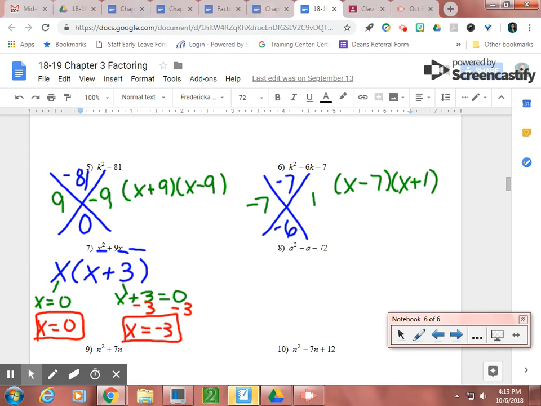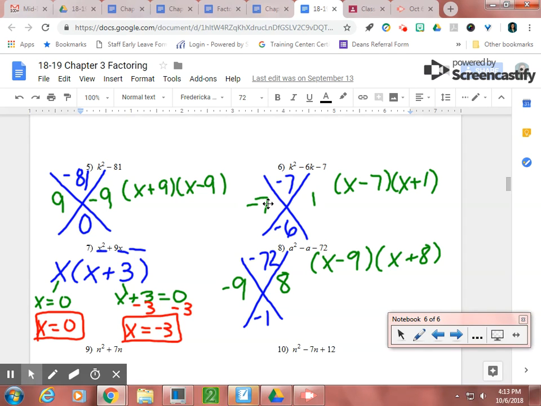So on number 8, we go back to usual. It multiplies to negative 72 and adds to negative 1. Well, things that are close and do that are 9 and 8. How do you make it negative 1? You make it a minus 9. So then you get x minus 9 and x plus 8.